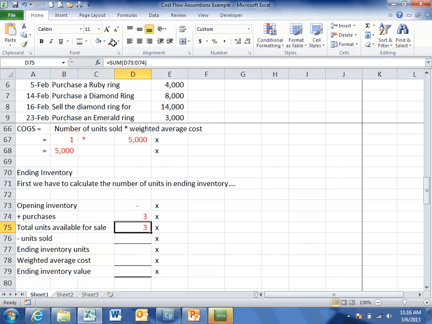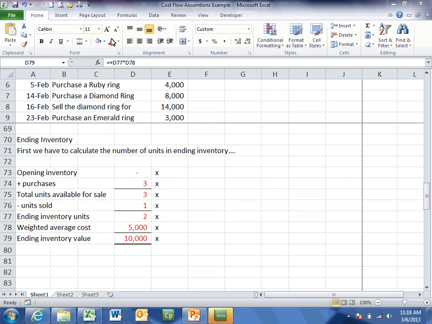To come up with what's left in ending inventory, all we have to do is simply subtract the number of rings we sold. So we had 3 rings that we could have sold during the month. The only ring we did sell was the diamond ring, so we only sold 1 unit, which means that we should still have 2 units left in ending inventory. When you multiply that by the weighted average cost that we calculated up above, that $5,000, 2 times 5,000 means that our ending inventory should be $10,000.